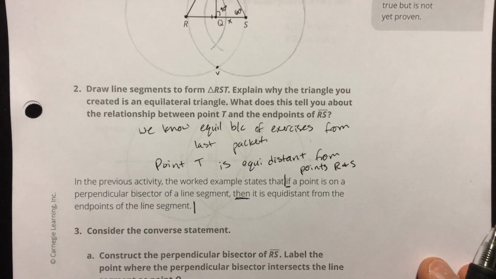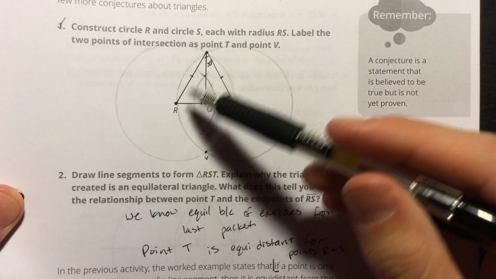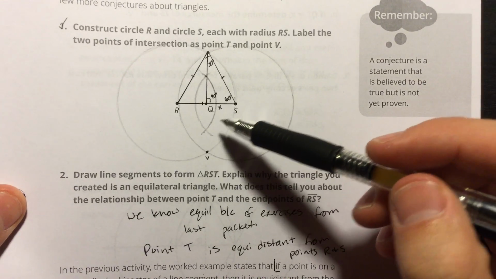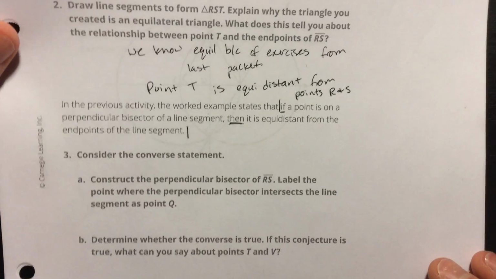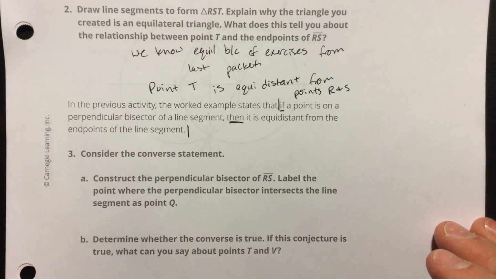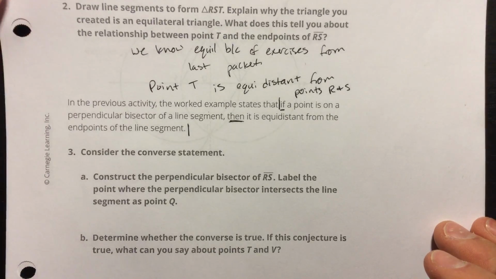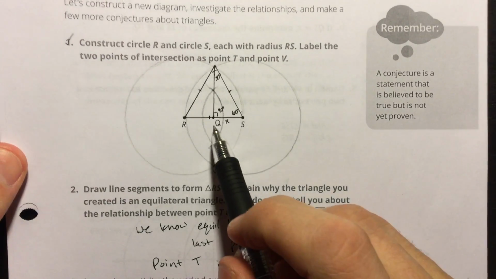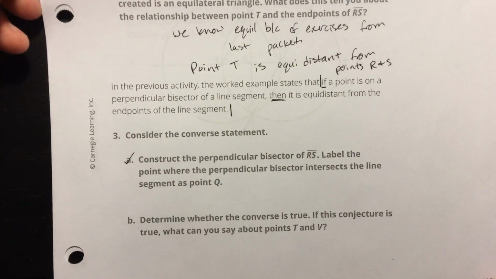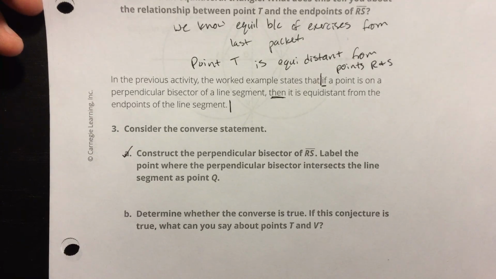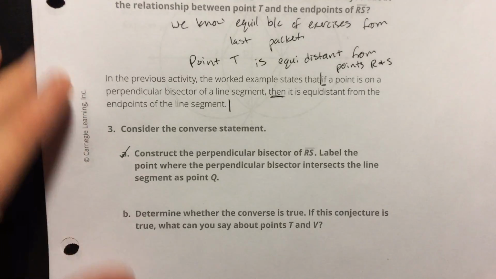Basically, this says if you have a point that's on a perpendicular bisector, it's equidistant from 2 points, and then the converse is saying if a point is equidistant from 2 points, then it is on a perpendicular bisector. Cool. So it says construct a perpendicular bisector of RS. Label the point where the perpendicular bisector intersects the line segment as point Q, which I've already done right here. So that part A here, we can just check that off. We're good to go. B says determine whether the converse is true. If this conjecture is true, what can you say about points T and V?